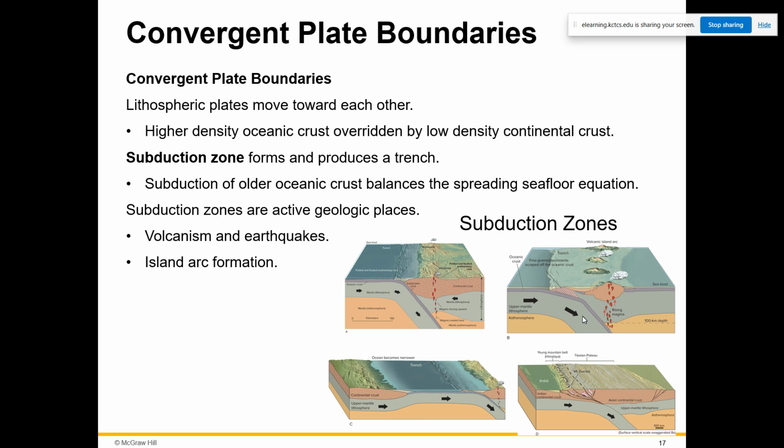If it happens where two oceanic plates are coming together, you get these ocean islands. This is like the Aleutian Islands by Alaska.